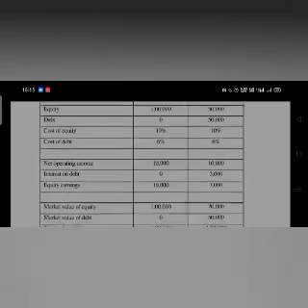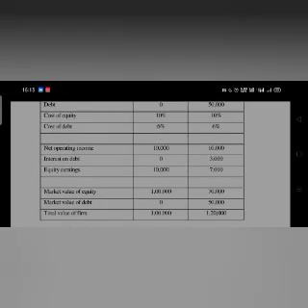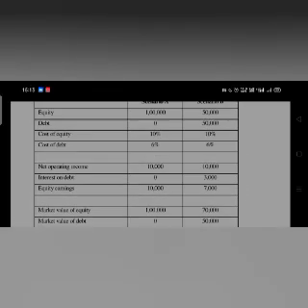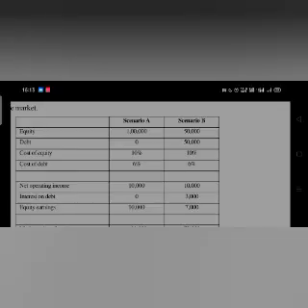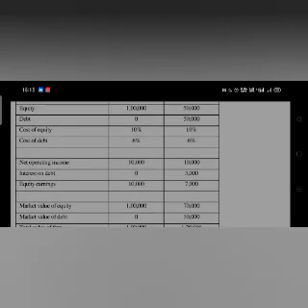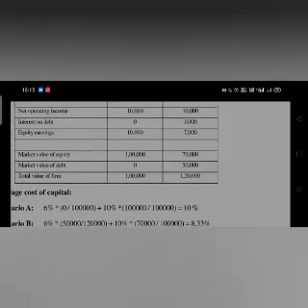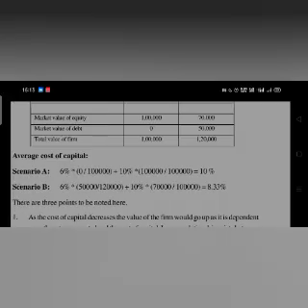1 lakh, 0, 10%, 6%, 10,000, 0, 10,000, 1 lakh, 0, 1 lakh. For scenario B, it is: 50,000, 50,000, 10%, 6%, 10,000, 3,000, 7,000, 70,000, 50,000, 1 lakh 20,000.